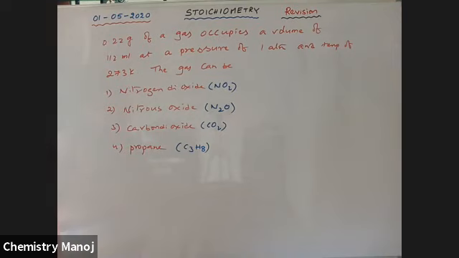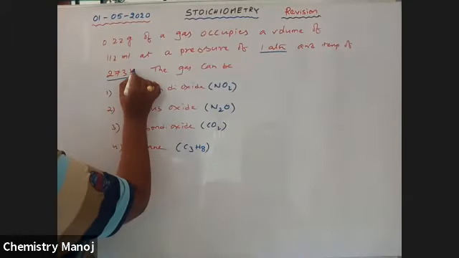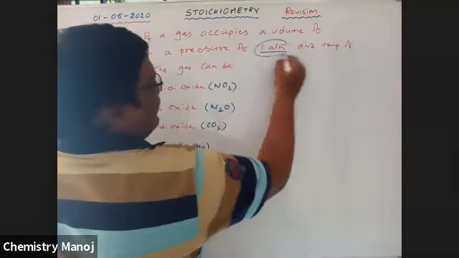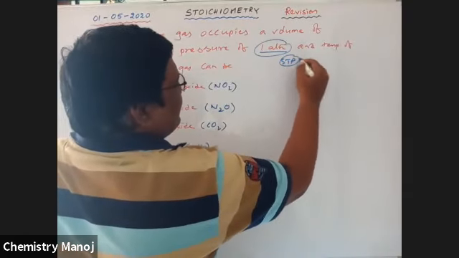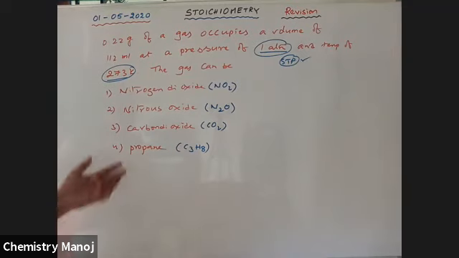Now find out the molecular mass. Here consider the pressure is 1 atmosphere and temperature is 273 K. These are nothing but STP conditions. STP is not directly given to you; you should identify it based on these values. STP means 1 atmosphere pressure and 273 Kelvin. 2, 3, 4 is the answer.